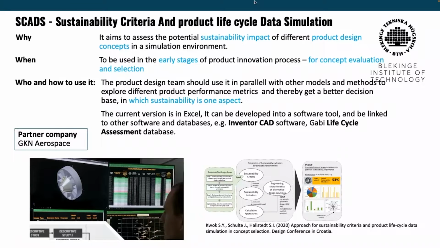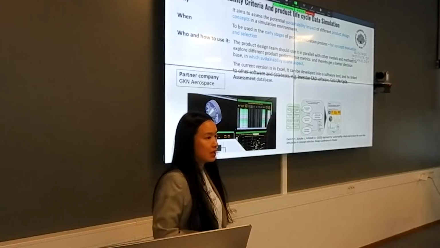The aim of having this tool is to enable the assessment of sustainability impact of different product design concepts in early design stage. And it could as well be done in a simulation environment, as illustrated here. It is not expected, but the vision is that this tool focuses on sustainability, but it could as well be used in parallel with other methods or tools that assess other values of product design.